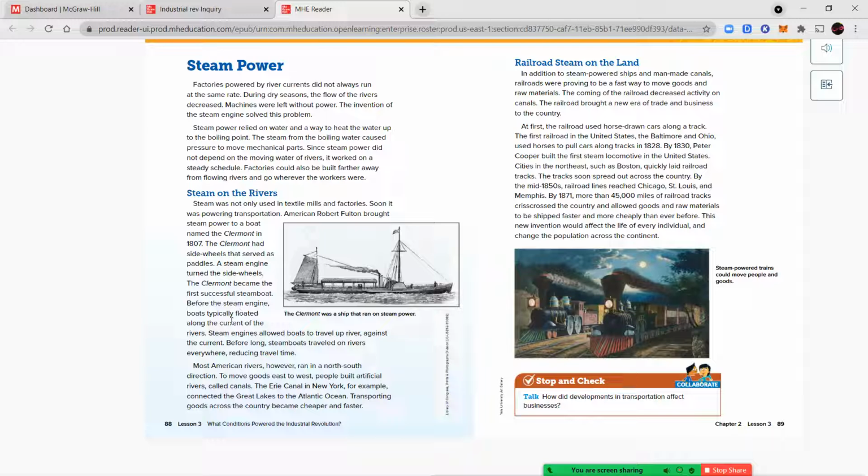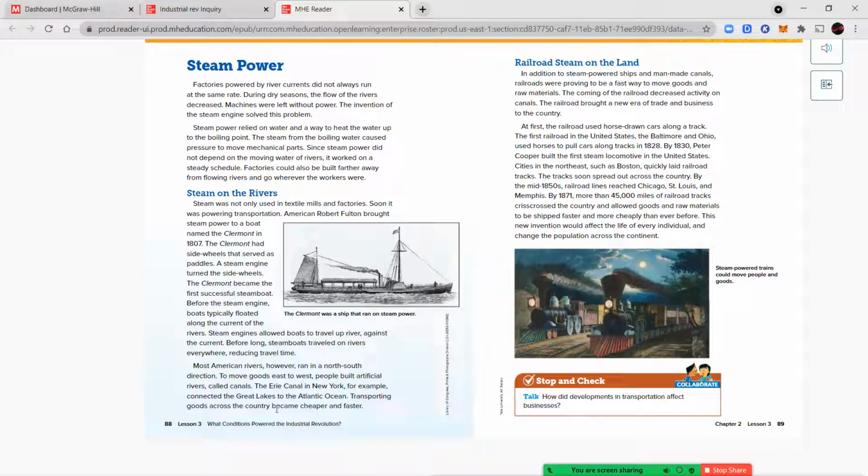Before the steam engine, boats typically floated along the current of rivers. Steam engines allowed boats to travel upriver against the current. Before long, steamboats traveled on rivers everywhere, reducing travel time. Most American rivers, however, ran in a north-south direction. To move goods east and west, people built artificial rivers called canals.